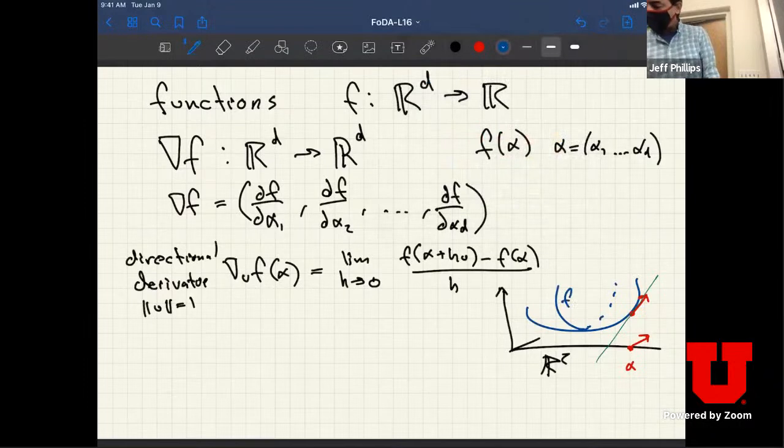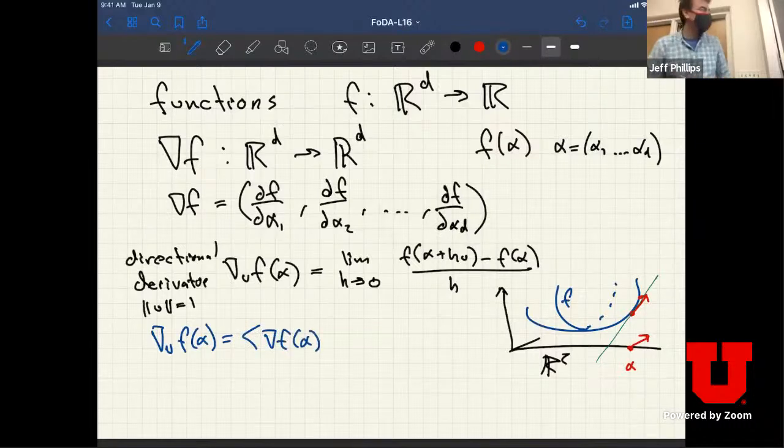This is the function value f at this location. Let me use this directional derivative to explain why this is the case. We can also think of this directional derivative of f at alpha as equal to the dot product of the gradient of f at alpha dotted with u.